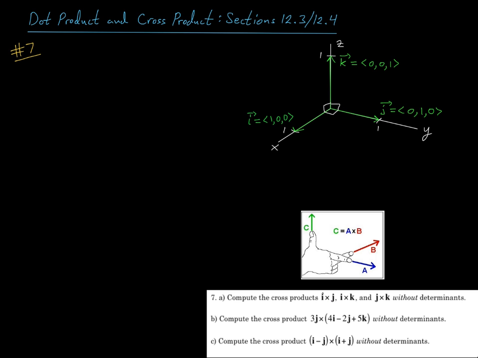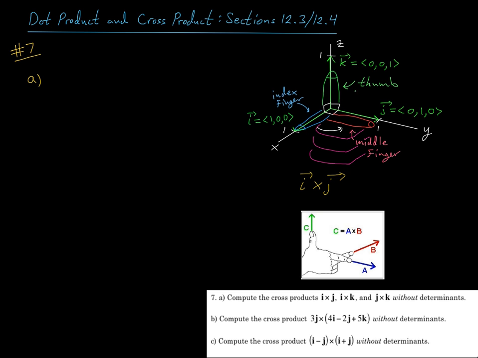So let's go and start with i cross j. Okay, so according to the right hand rule, we're going to lay our index finger along i, that's the first vector in the product, so along the positive x-axis. Then we'll lay our middle finger along j, right? That's the second vector in the product, so along the positive y-axis. And you'll have to forgive me for my poor drawings here.